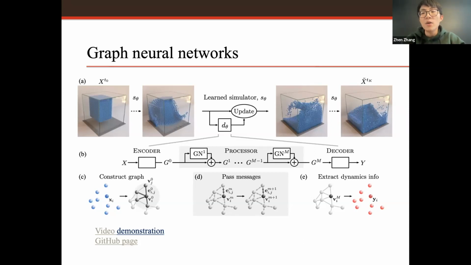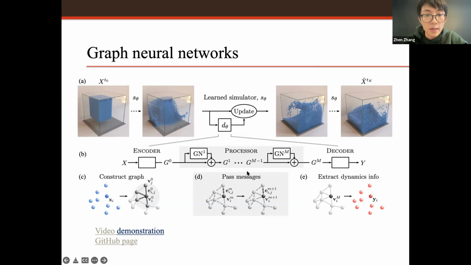The difference is that they utilize this type of graph neural network. What these graph neural networks do is that they first take the input X here, which is a snapshot of this particle system, and it goes through an encoder, which basically constructs a graph based on the positional and velocity information of the particle system. Then it goes through a set of graph network layers, which do the message passing between these nodes. Through several of these graph network layers, you get a final output, which is called GM, and you send it through a decoder, which is another neural network, to extract the dynamics information. For example, you can extract the acceleration or velocity or any other quantities to help you predict the next step.